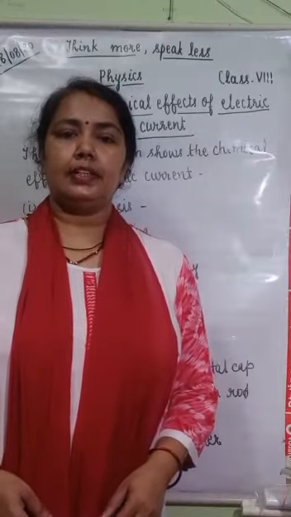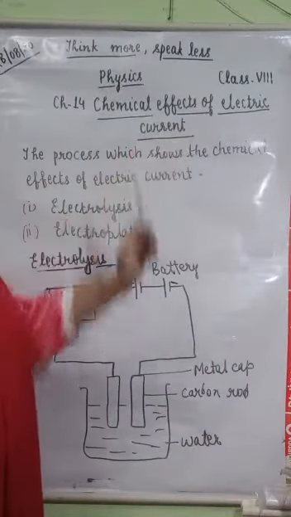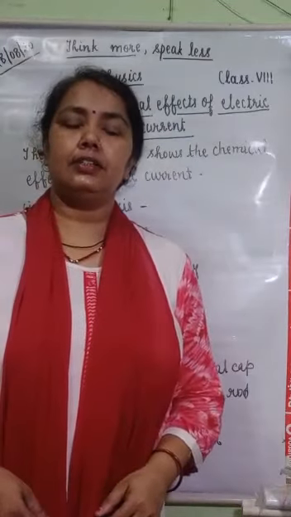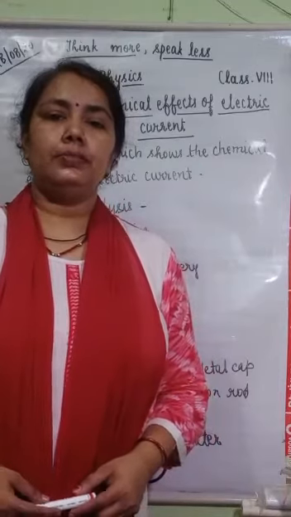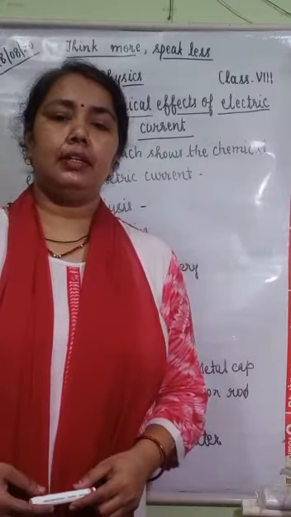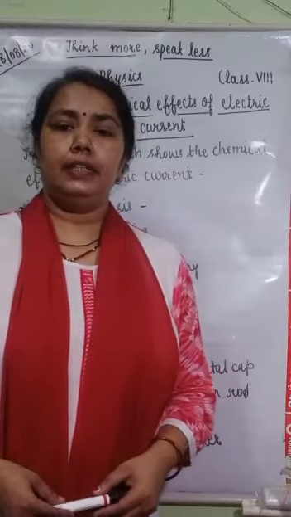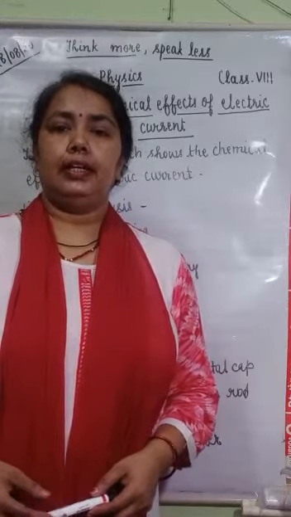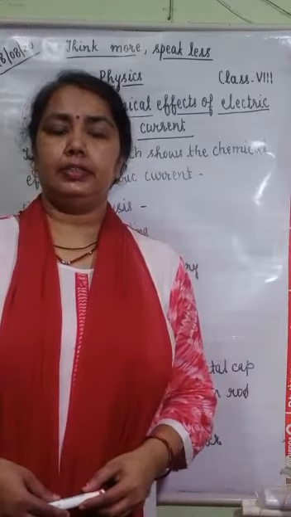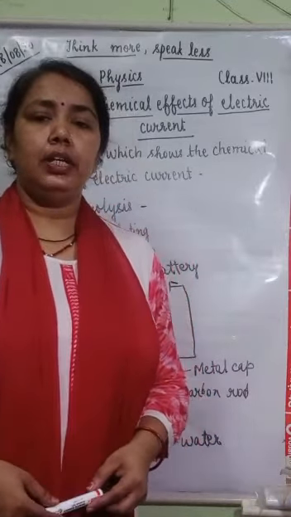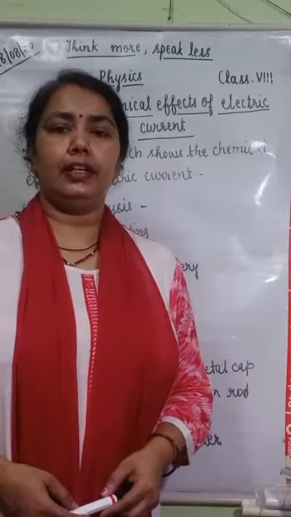We are discussing the chapter Chemical Effects of Electric Current. In the previous session of this chapter, we discussed some common terms used to describe the chemical effects of electric current, and the conductivity of liquids like acids, bases and salt solutions conducting electricity. Today we will discuss some applications of chemical effects of electric current.